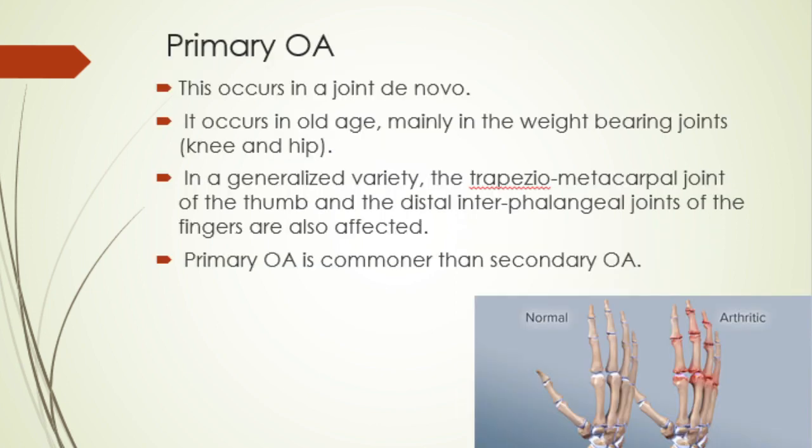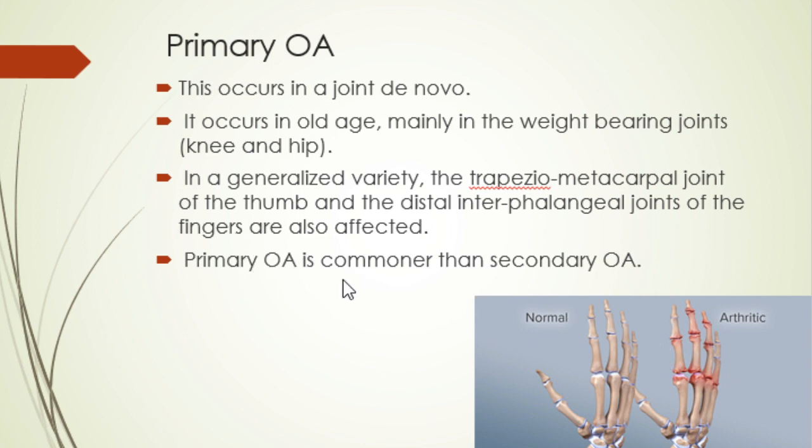Firstly, primary osteoarthritis. It occurs in a joint de novo, meaning a joint is affected by osteoarthritis but does not have any pre-existing condition or reason. It occurs for the first time, in old age, mainly in the weight bearing joints, that is the knee and hip joint. In a generalized variety, the trapeziometacarpal joint of the thumb and the distal interphalangeal joints of the fingers are also affected. So this is the distal interphalangeal joint which is affected, we can see.